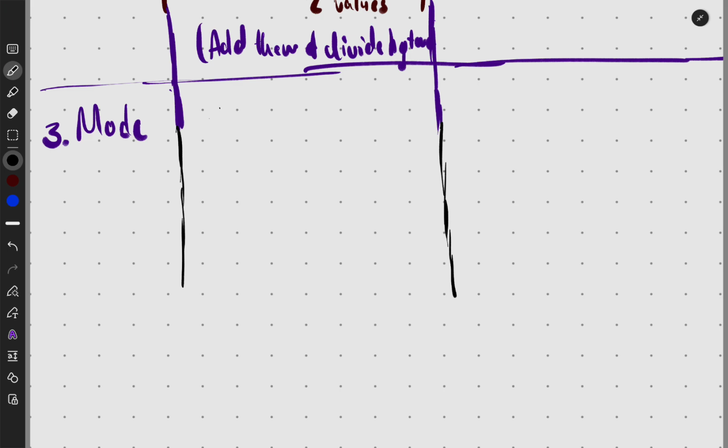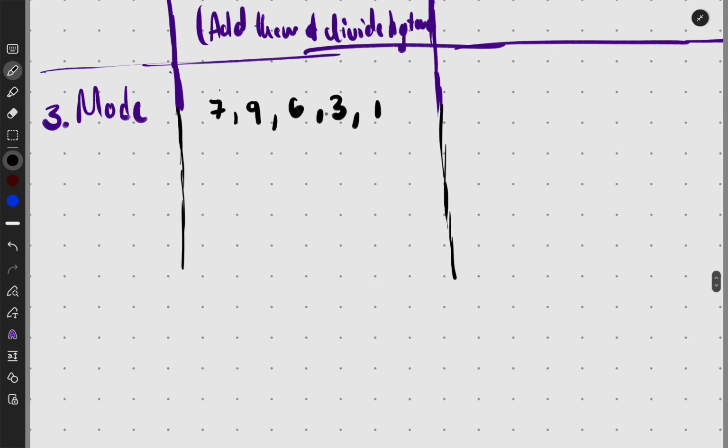So sometimes you may have no mode. For example, these are the ages of 5 people in a family: 7, 9, 6, 3, and 1. Then they ask you, what is the mode? The mode here will be nothing. If everything is appearing the same number of times, then there is no mode. If everything is appearing just once, like here, there is no mode. You may have 2 modes, you may have 1 mode.